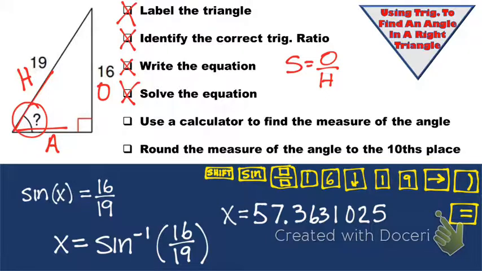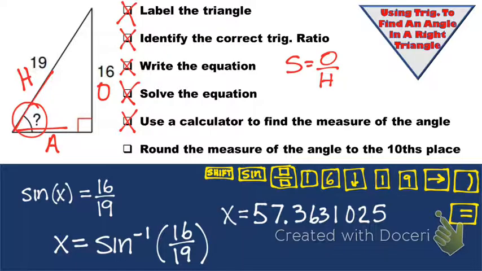In the numerator, you type in 16. Then you hit the down arrow to get yourself to the denominator. Then you type in 19. Then you hit the right arrow to get yourself out of the denominator. And then you close the parenthesis by hitting the right parenthesis key and press equals. And it will tell you that your answer is x equals 57.3631025.